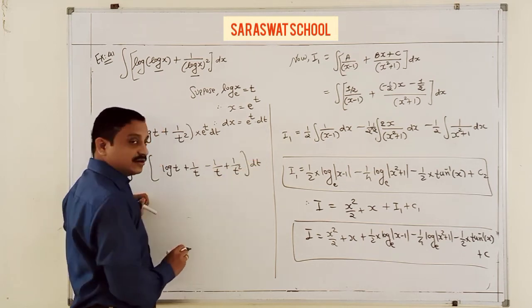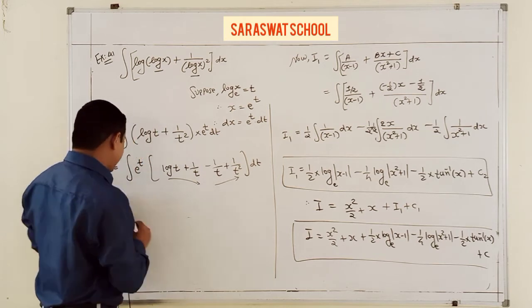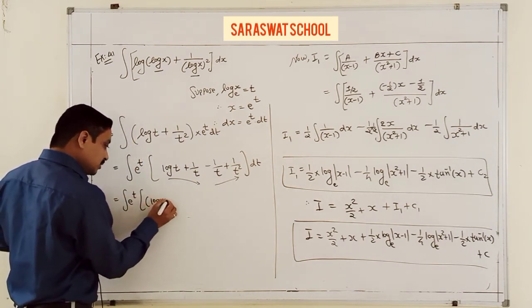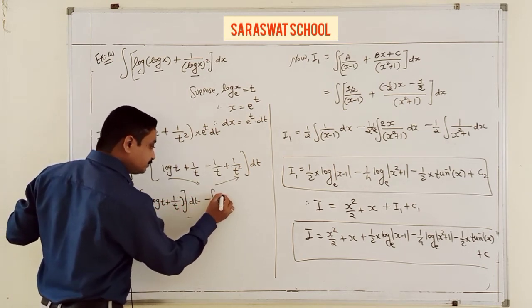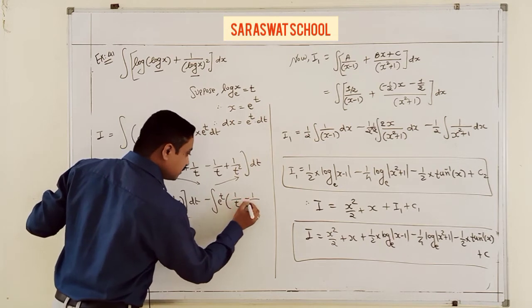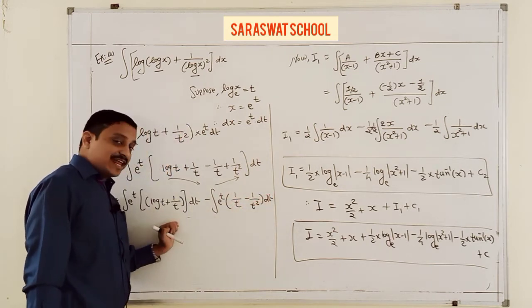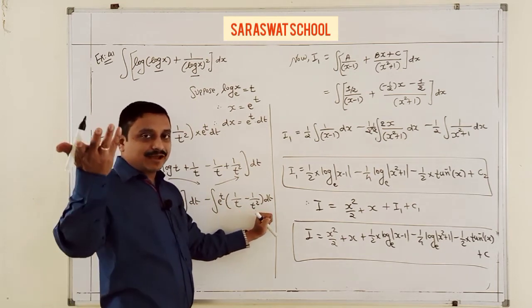This is an extra rate. This to that, that to that. Yes, e^x to t log t plus 1 by t, separate, minus 1 by t square. So let's check here: function times derivative, function times derivative. So e^x f(x).